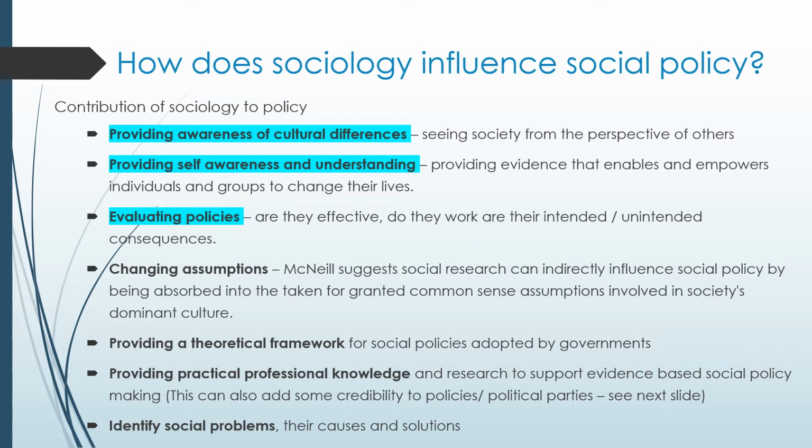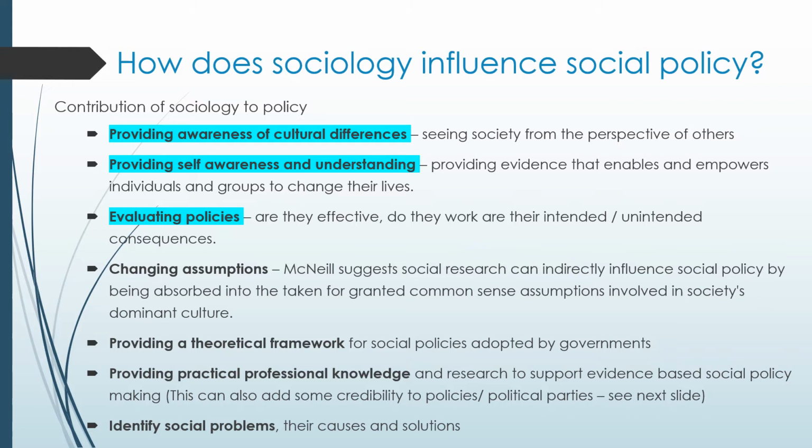So as we said at the very beginning, how does sociology influence social policy? Now we've got the three points highlighted in blue. These are the points that Giddens mentioned earlier: cultural awareness, self-awareness, and evaluating the effectiveness of a policy. Some additional impacts would be change in assumptions. McNeill says that research by sociologists can change those taken-for-granted negative stereotypes or labelled assumptions that we have about a culture, a group, or an individual.